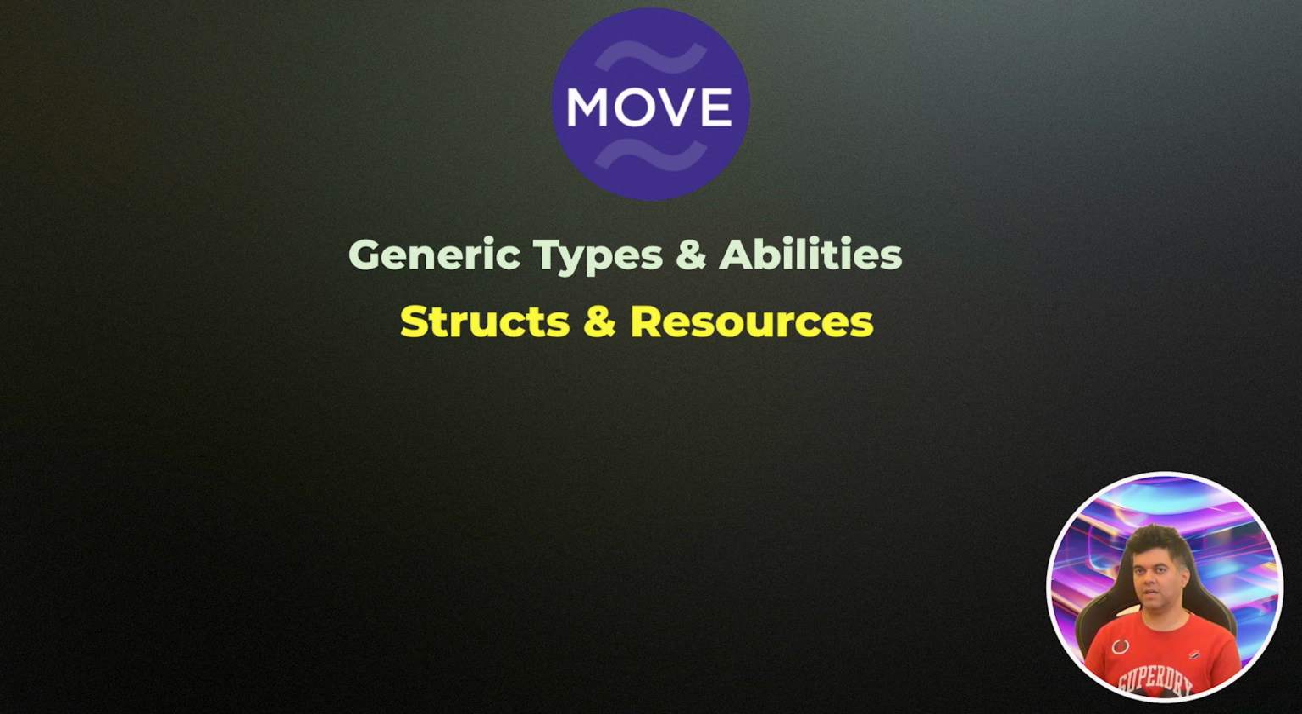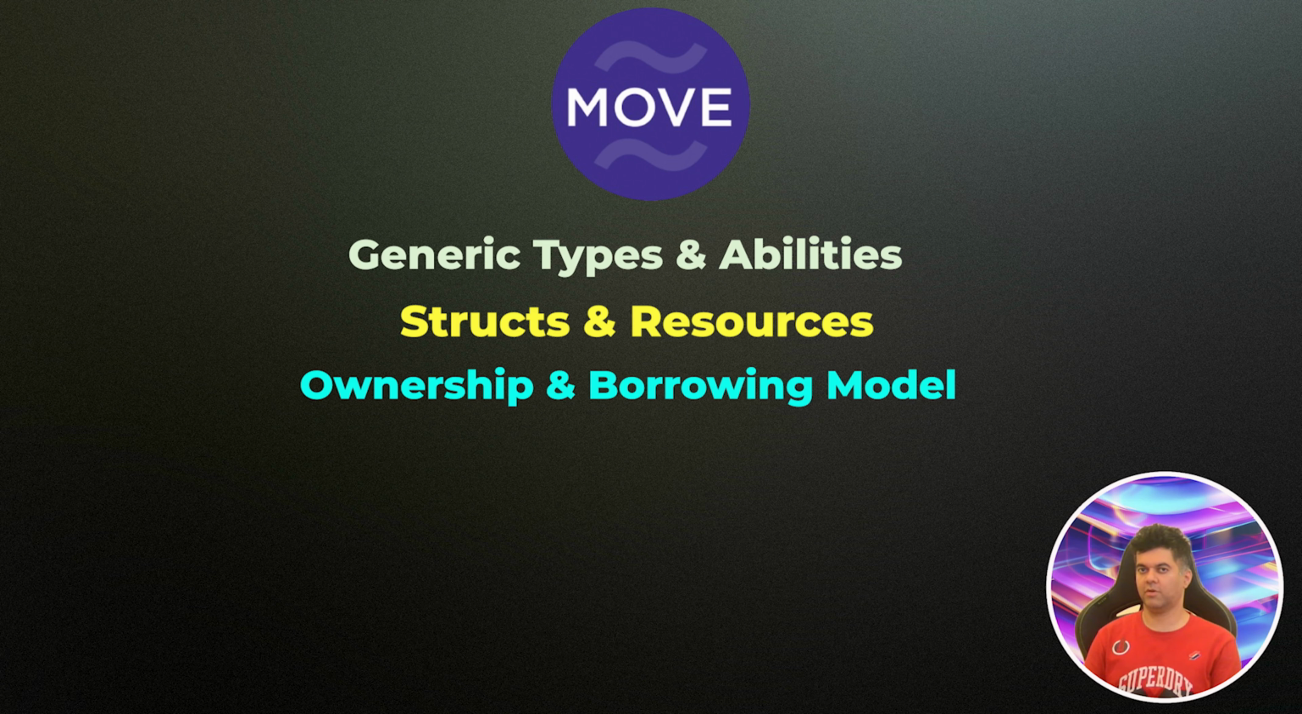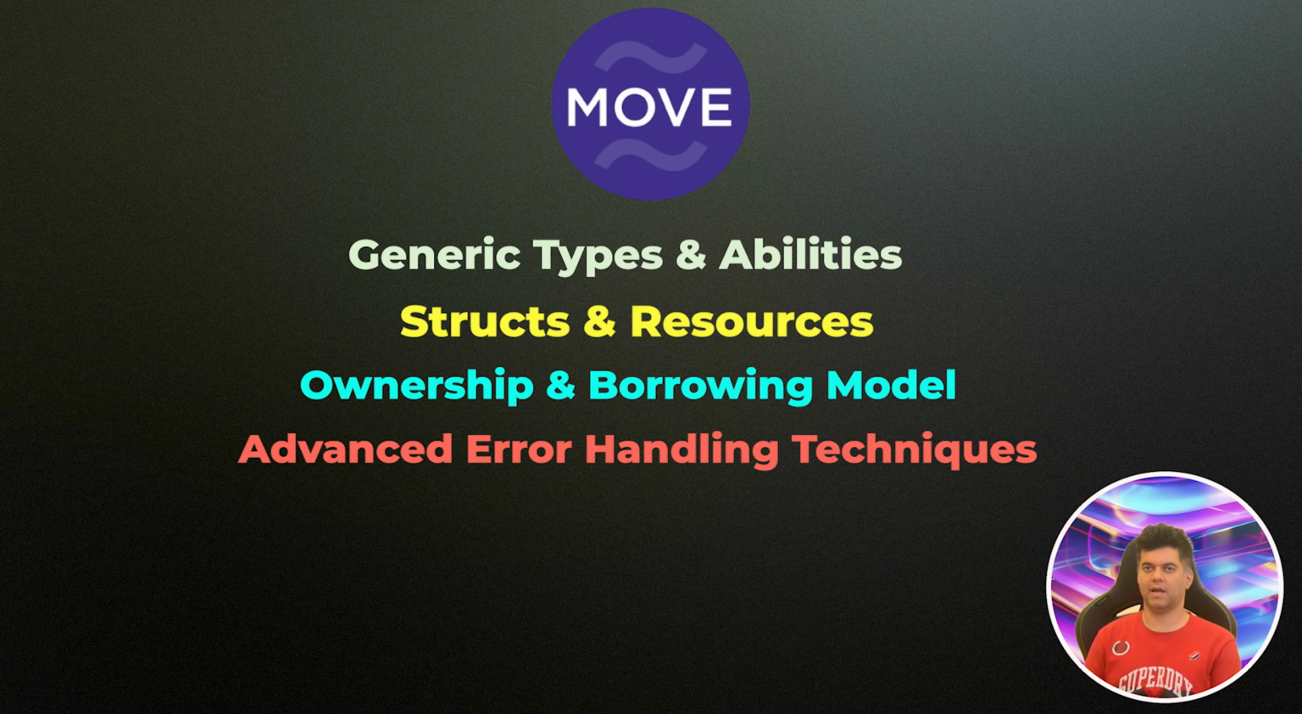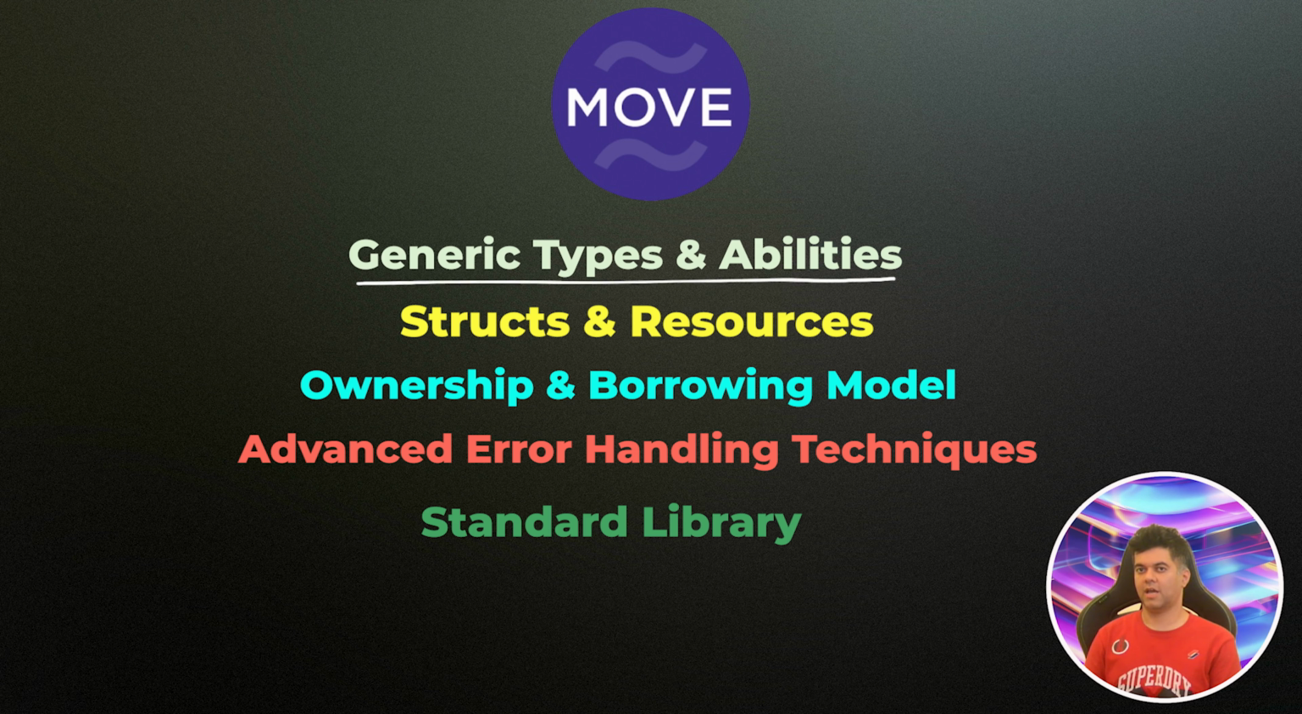We'll explore Move's unique ownership and borrowing model. If you're coming from Rust, some of this might feel familiar. We'll also cover advanced error handling techniques to make your code more robust. And finally, we'll take a tour of the Move standard library. It's packed with useful tools that can save you tons of time. Alright, let's start things off with generic types and abilities.